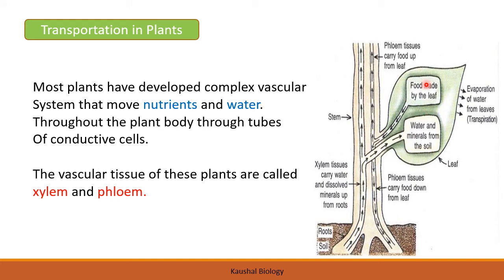Now this food also needs to be transported. So the food will be transported from here down to the root and also in the upward direction. So this is phloem tissue. This is xylem tissue. You can see the small difference. Food is required in every part. And from the soil, water is absorbed and it is moving in the upward direction. We will discuss the same thing in detail.